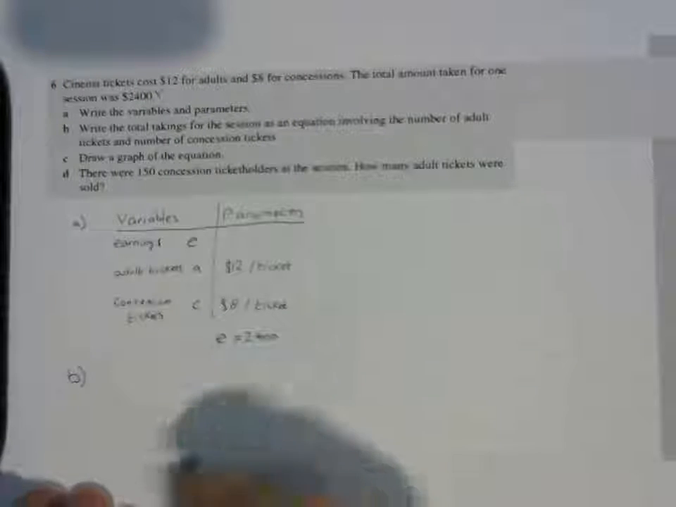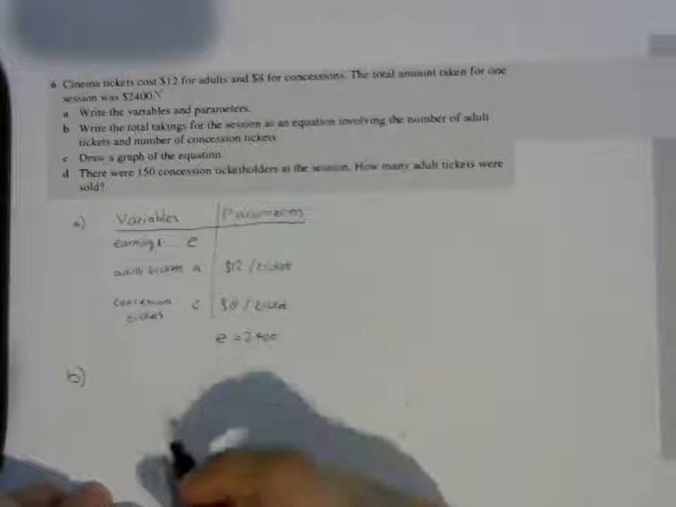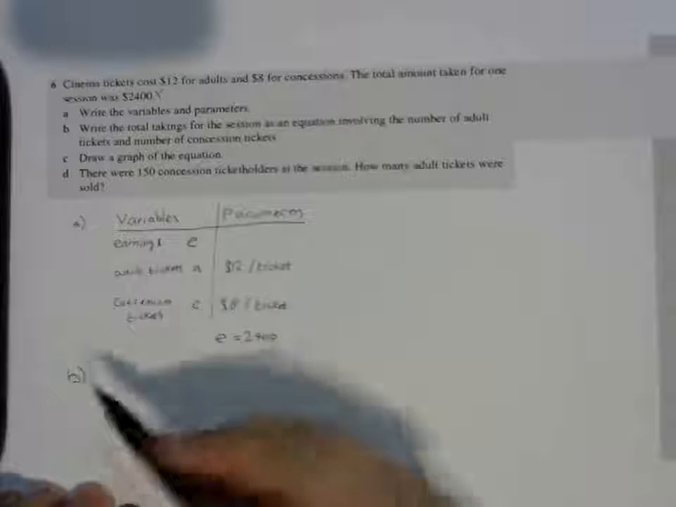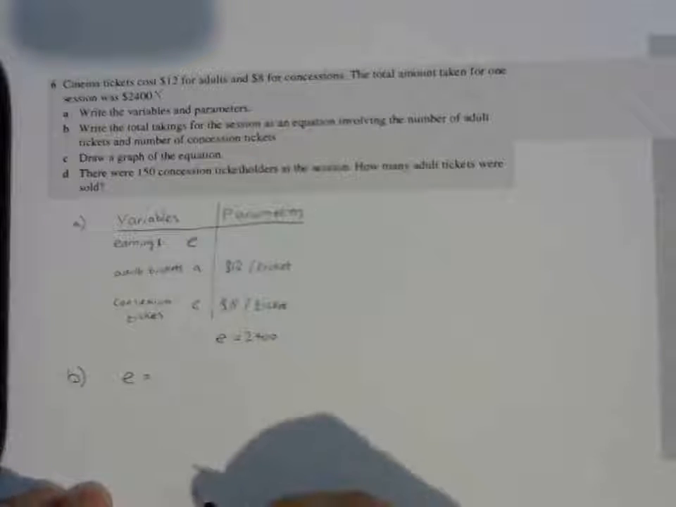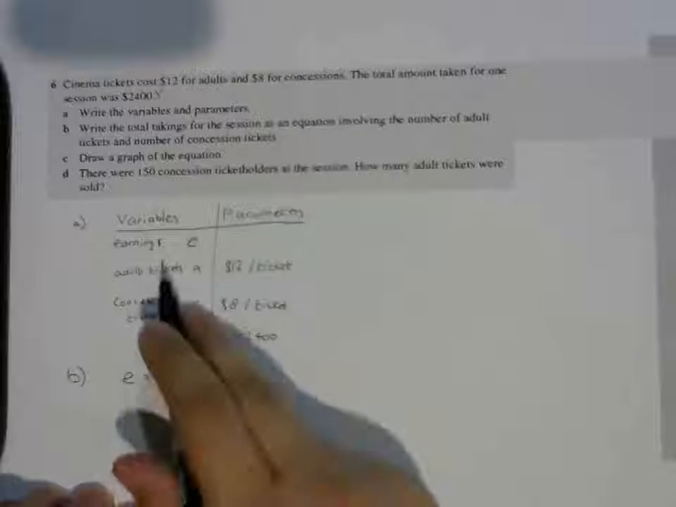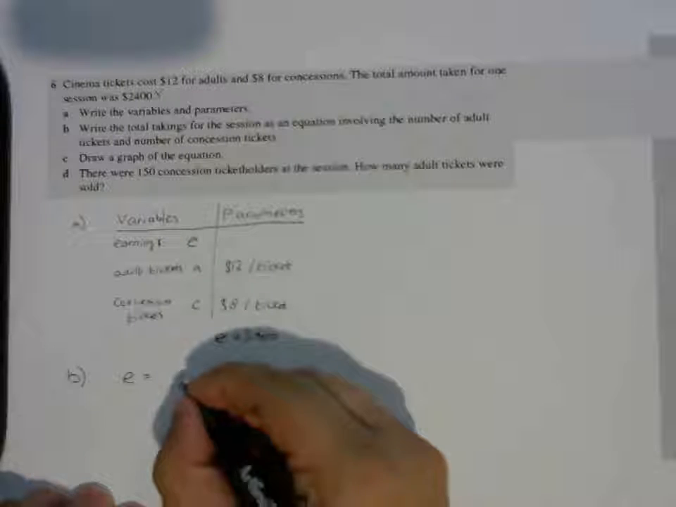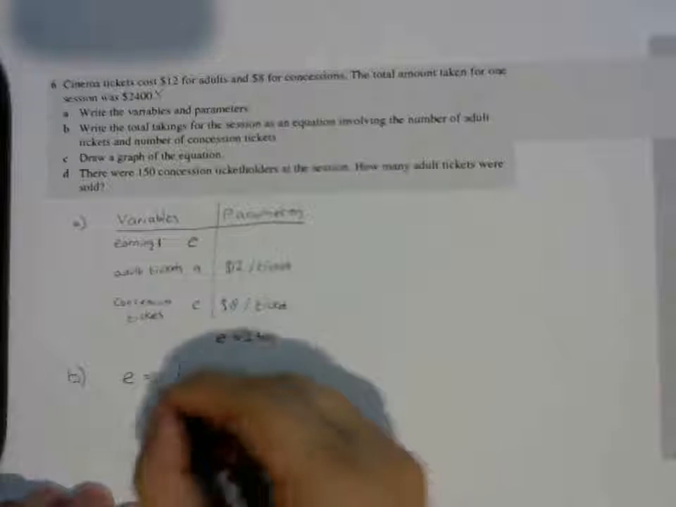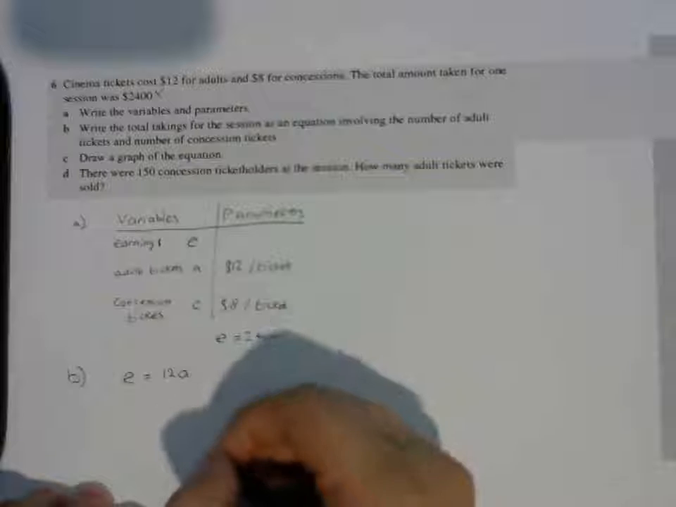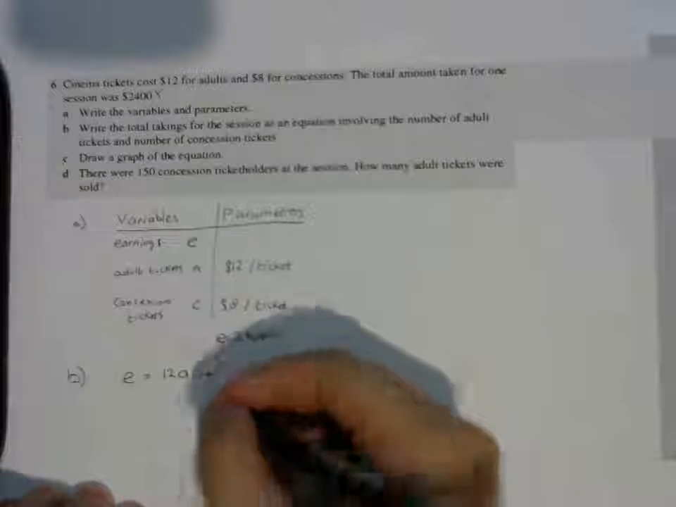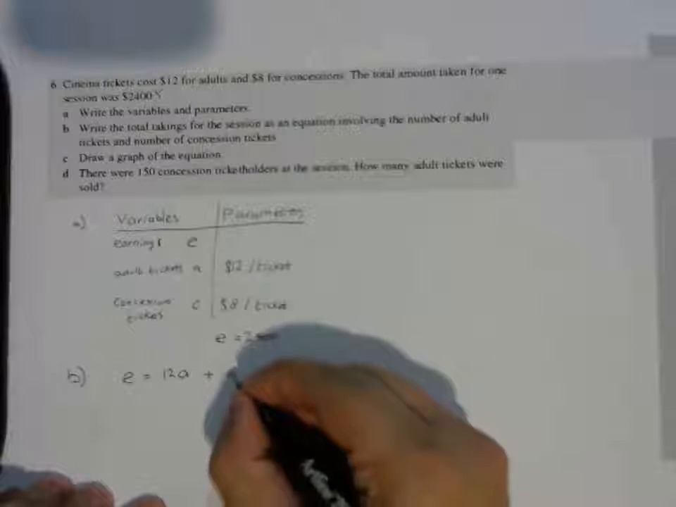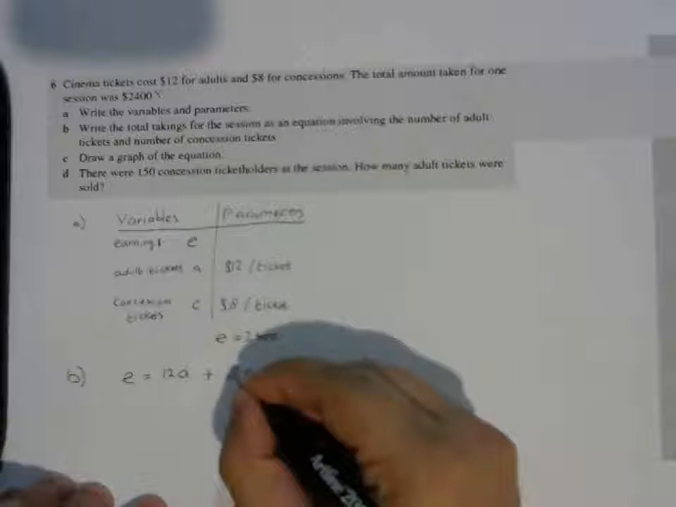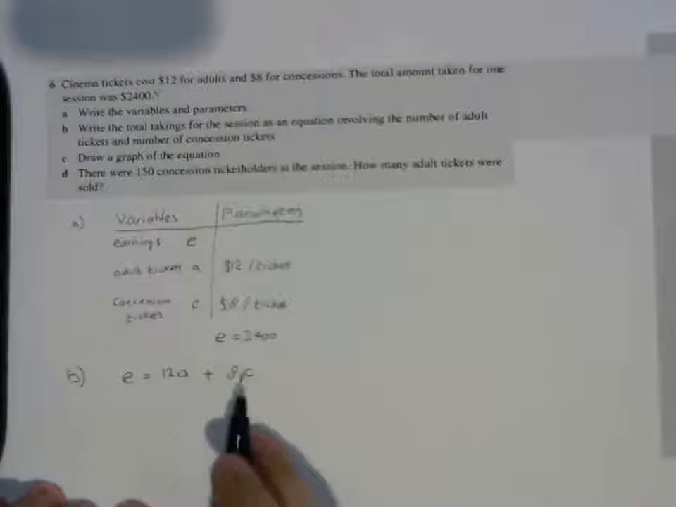Now we want to figure out the equation for total takings, or earnings is what we wrote down. So we want E equals something. To figure out our earnings, we need to know the number of adult tickets and multiply that by $12 per ticket. And we're going to add all of the money made from the concession tickets, which is $8 times the number of concession tickets. So my equation is going to be E equals 12A plus 8C.